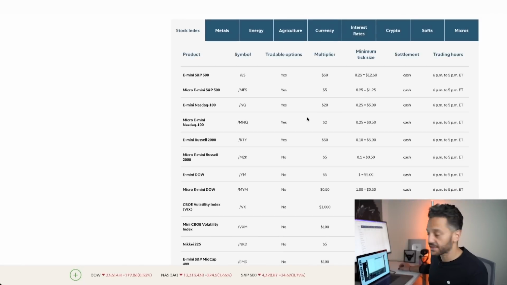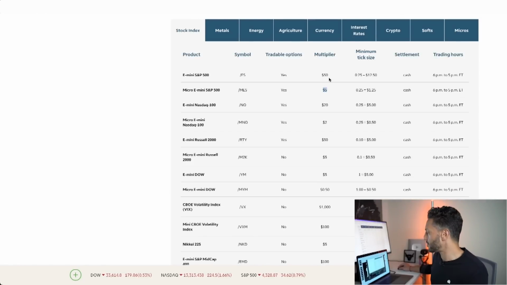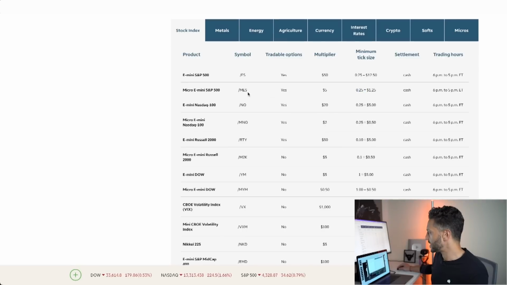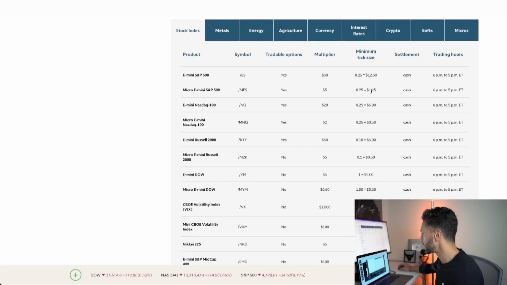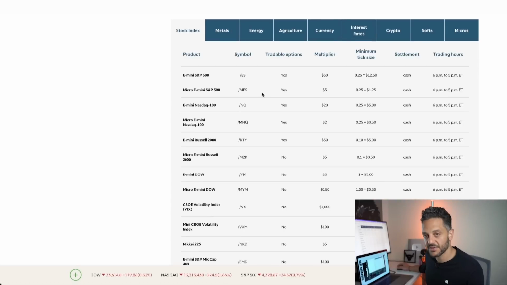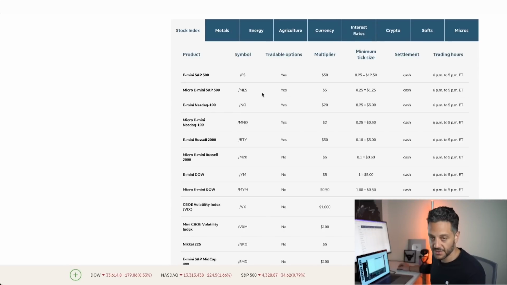Now, the cool thing about the micros is they trade at 1/10 of the minis. So the multiplier, instead of being $50, is only $5. And for every 25-cent increment that MES moves, instead of representing $12.50, it represents $1.25, meaning that for every dollar that the S&P 500 moves, the value of each micro E-mini S&P 500 futures contract will move by $5 up or down, depending on if you are up or down.